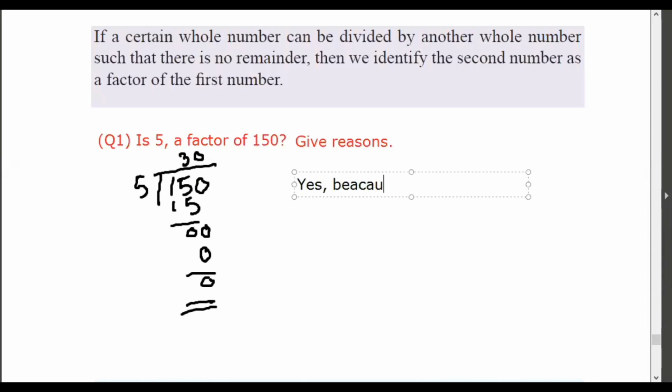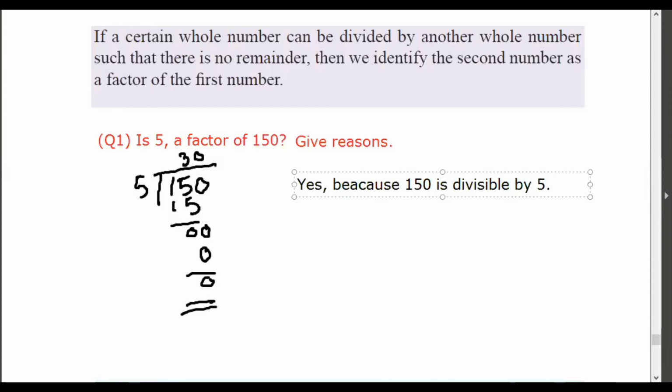Because 150 is, write this word, divisible. Divisible means we can divide without a remainder. Divisible is the single word we use for dividing without a remainder. Yes, because 150 is divisible by 5. Okay. That is the full answer.